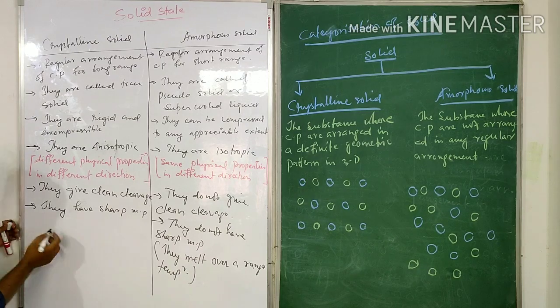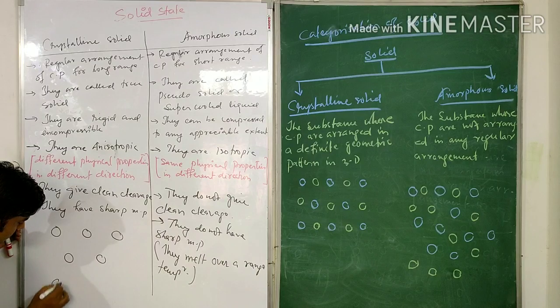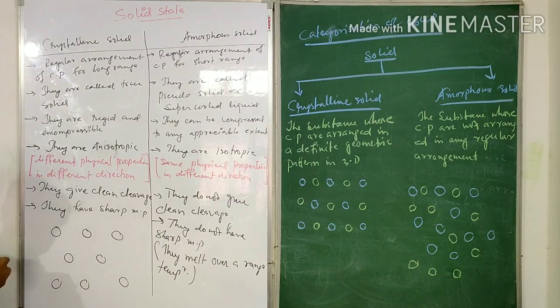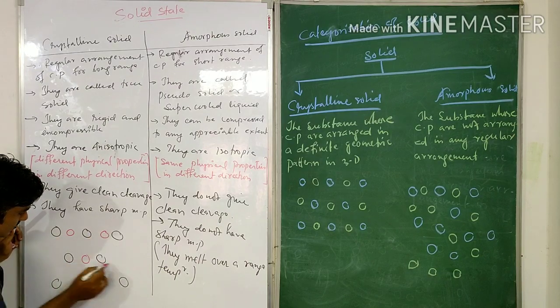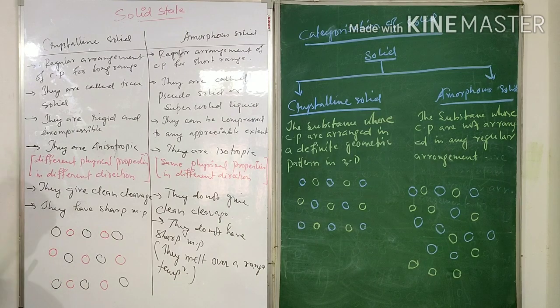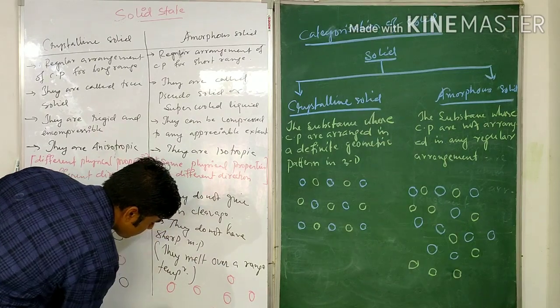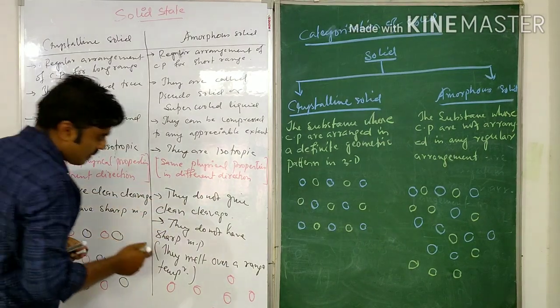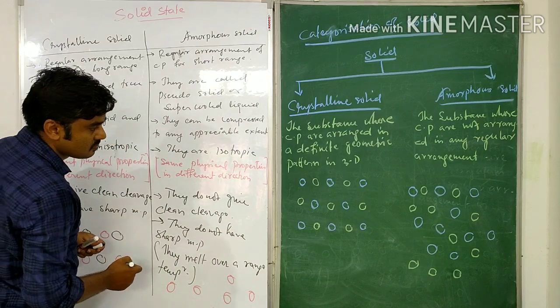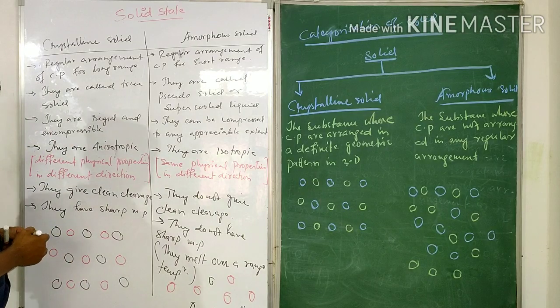That means what here? Again, I am going to draw the crystalline substance. Here, you see. This is the crystalline substance. And the amorphous substance, you can draw like this, whatever you want. Amorphous solids: haphazard arrangement.